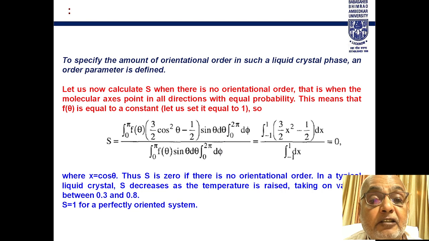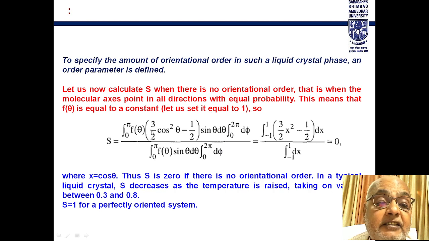To specify the amount of orientational order in such liquid crystal phases, an order parameter is defined, which is usually denoted as S, capital S. Let us now calculate S where there is no orientational order. That is when the molecular axes point in all directions with equal probability. This means that f(theta) is equal to a constant. Let's set it equal to 1.